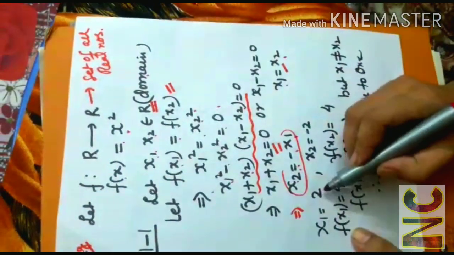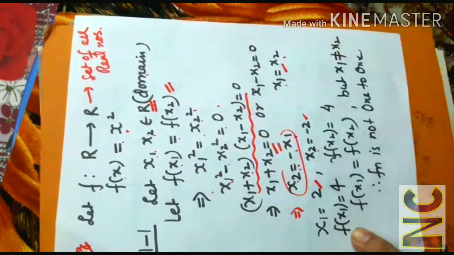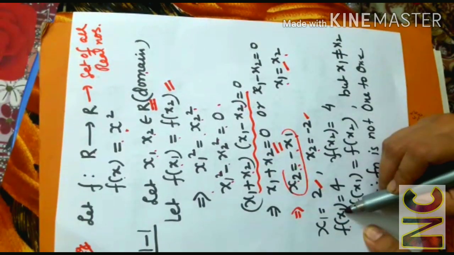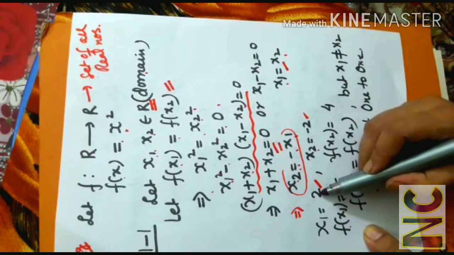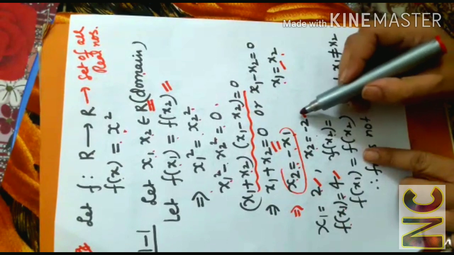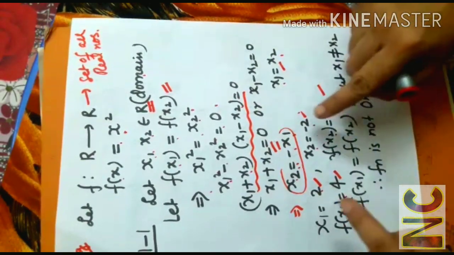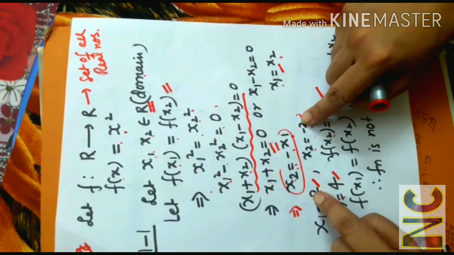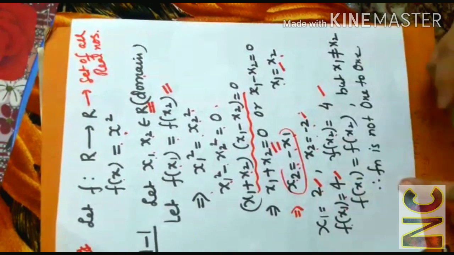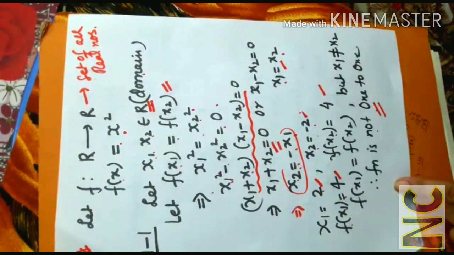So if I take my x1 to be 2 and x2 equal to minus 2, the negative of this, now the image of x1 will be equal to the square of 2, which is 4, and the image of x2 will be the square of minus 2, which is 4. So here two different elements 2 and minus 2 have the same image. Therefore the function is not one-to-one.